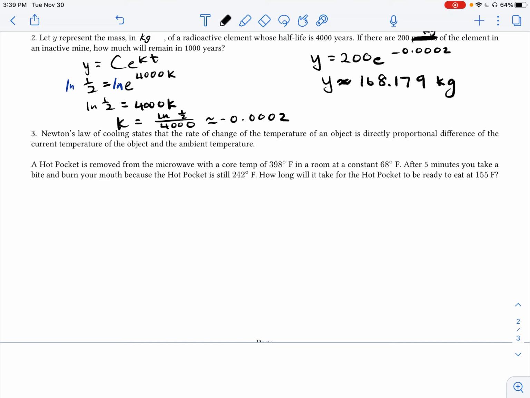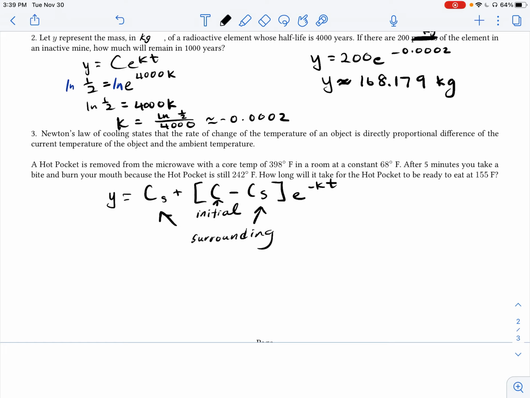What you're trying to figure out is how long it will take for the hot pocket to reduce down to an edible temperature at 155 degrees. So it'd be a good idea for us to have the equation, the altered form of the exponential growth using Newton's law of cooling, which is y equals c sub s plus c minus c sub s times e to the negative kt. So this is the Newton's law of cooling form of the law of exponential growth or decay, where c sub s refers to our surrounding temperature and c refers to the initial temperature of our object.